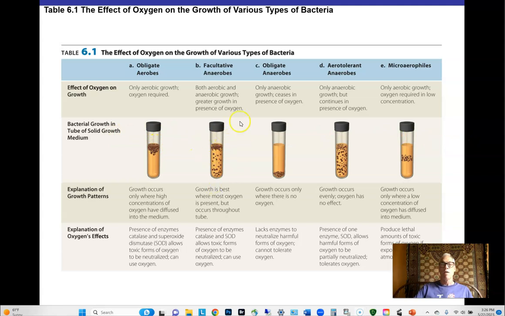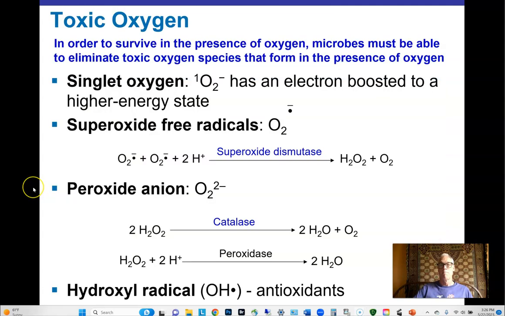What if I asked you what kind of bacteria is growing in this tube here, what would you call them, and why does the growth look the way it does? Make sure you can explain that.